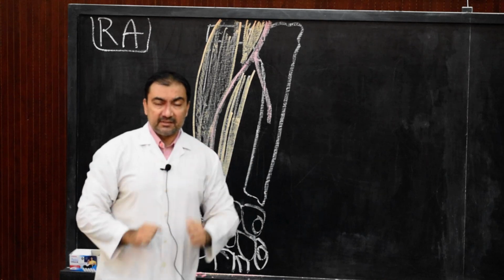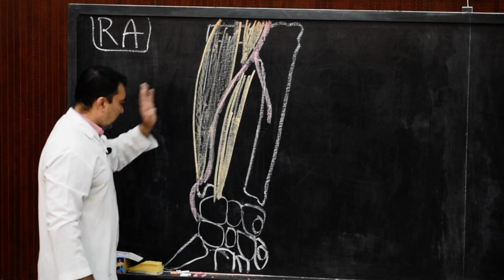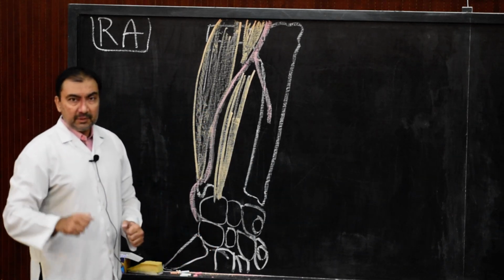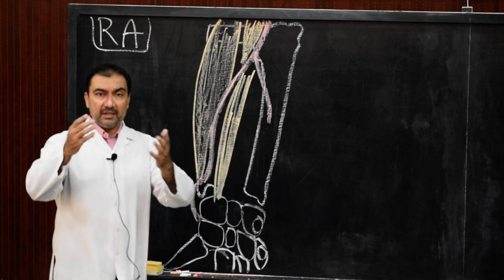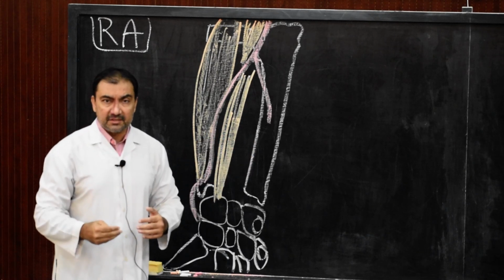Now we come to branches. What are the branches of the radial artery? The branches are very important. All the branches, relations are also very simple. Now we are tracing one by one all the branches.